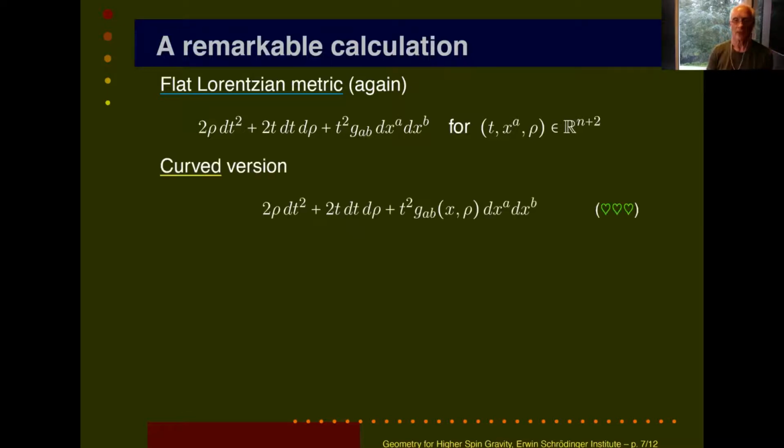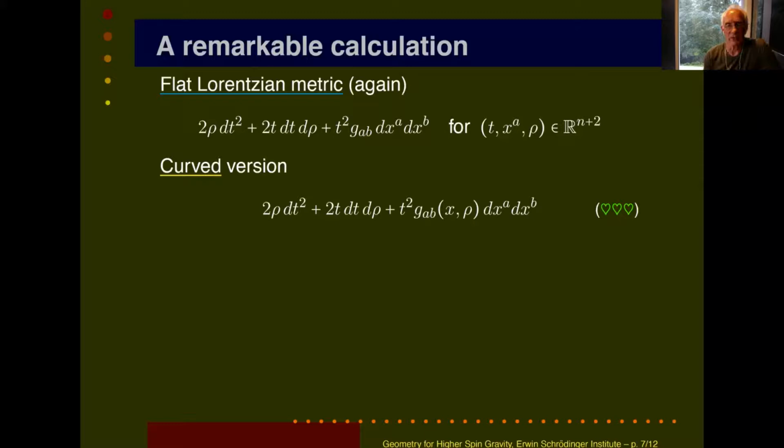However, you could ask what happens if you allow g to depend on both x and on this variable rho, but not on T. The T dependence has already been taken account of by this T squared factor in front of the g_AB. That's exactly what you need in order to write down the Lorentzian metric, with the correct dependence on this coordinate running up the generators of the rays. So here is a potentially interesting metric.